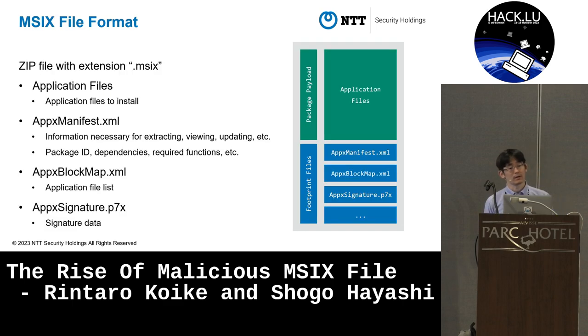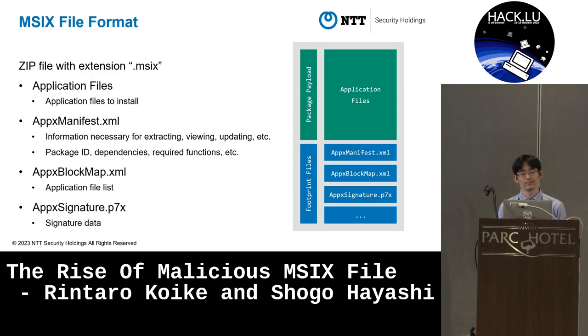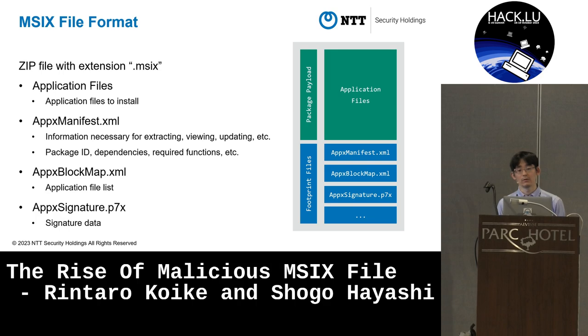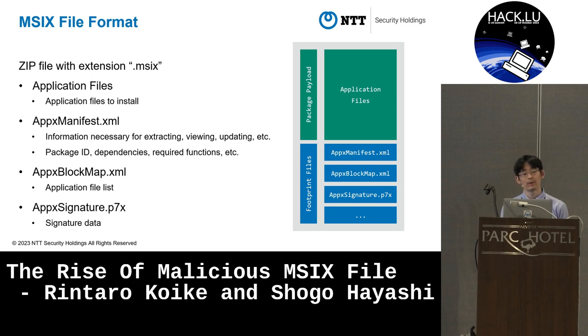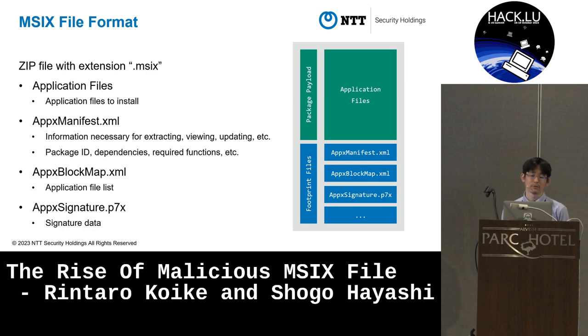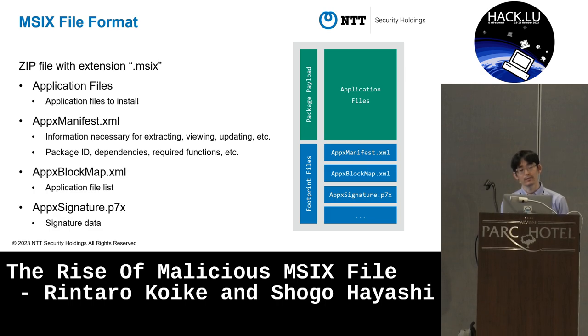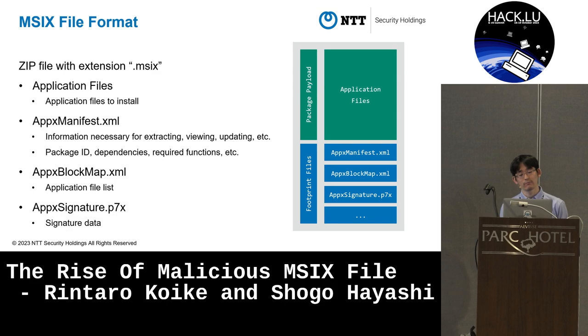Okay, let's take a look at the internal structure of the MSIX file. As already introduced, the MSIX file is a zip file. Once extracted, there will be several files based on XML. First of all, application files. There are application files being installed. Next is the AppX manifest. The AppX manifest contains the information necessary to open this MSIX file. When researching MSIX files, you need to look at this file. Next is the AppX block map. This contains a list of files contained in the MSIX file. Finally, the AppX signature. In principle, an MSIX file must have a digital signature. So this is the signature data.